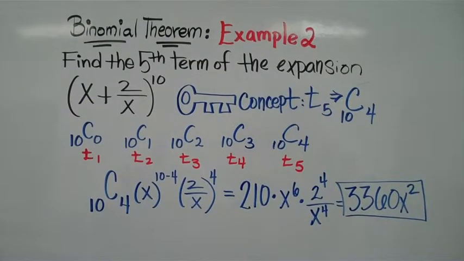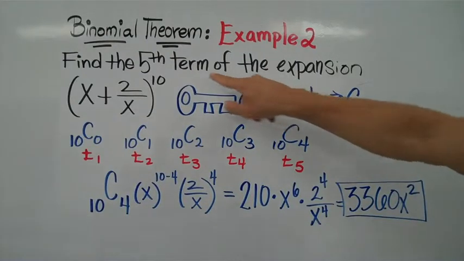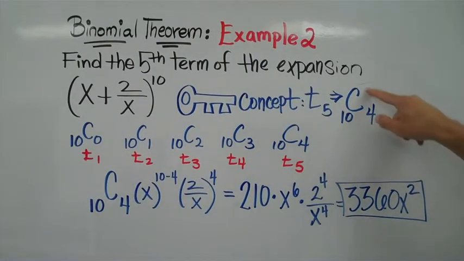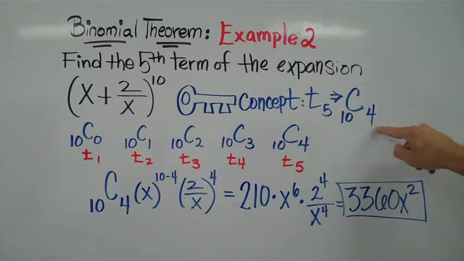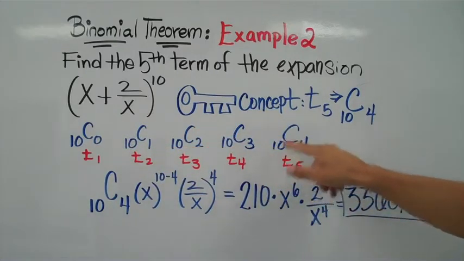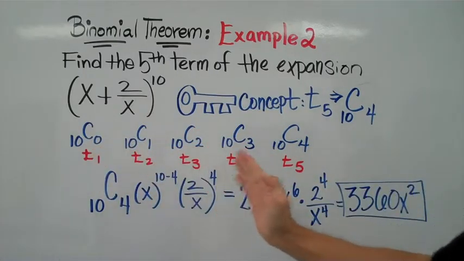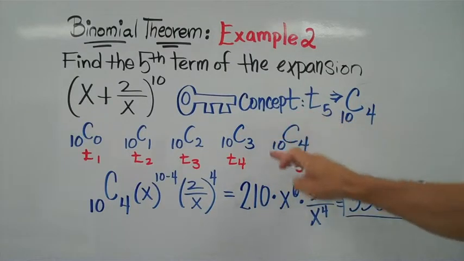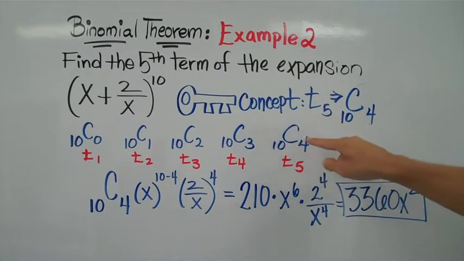In example 2, this is where our general term with the binomial theorem comes into play. Find the fifth term of the expansion of (x plus 2 over x) to the 10th power. The key concept here is that the fifth term, or t5, will be 10C4. The fifth term will have a 4 there. We can consider the coefficients of each of the terms in this expansion. It will be 10C0, 10C1, 10C2, 10C3, 10C4, giving us our first, second, third, fourth, and fifth term. So we can see here as well that our fifth term will be 10C4.